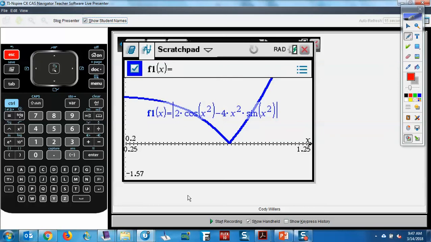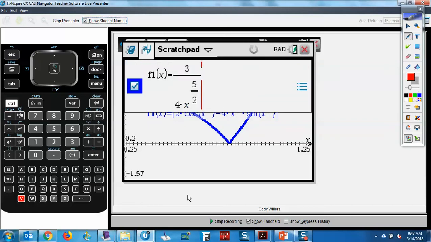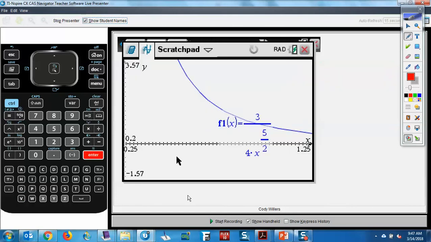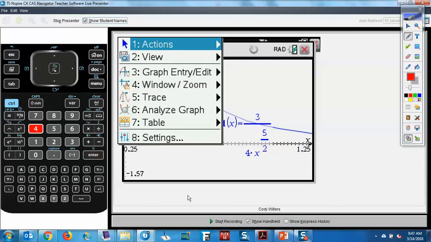Now, do me a favor, don't put the absolute value on this one. Somebody in the other class, right? How many people put the absolute value on when they graphed? How many people didn't put the absolute? Okay, so it's about half and half. Now we need to do a zoom fit, so let's do a 1 to 4.